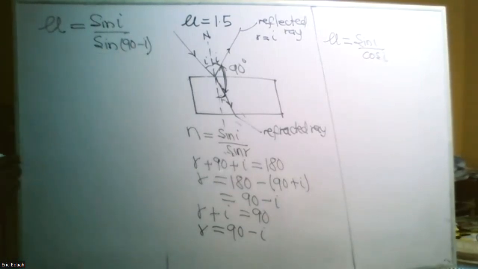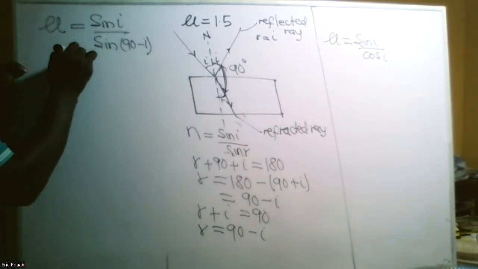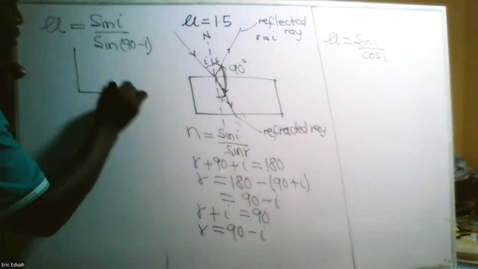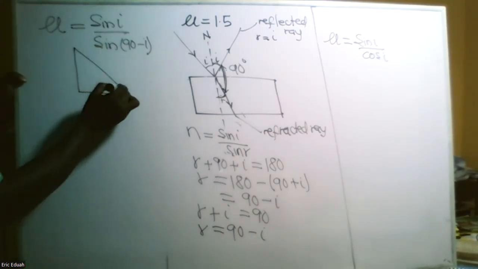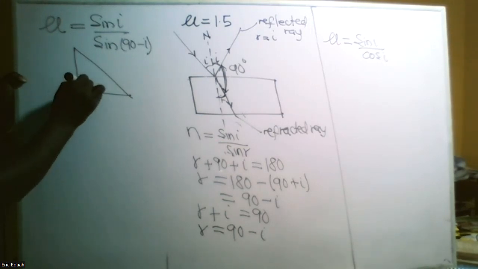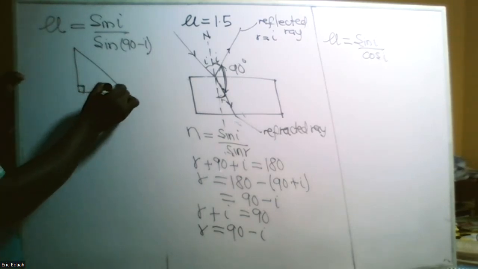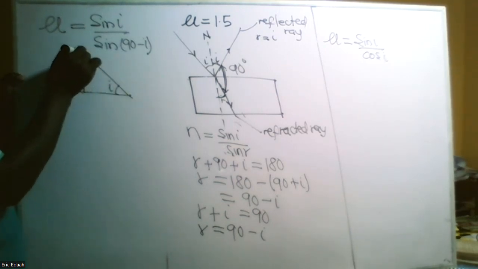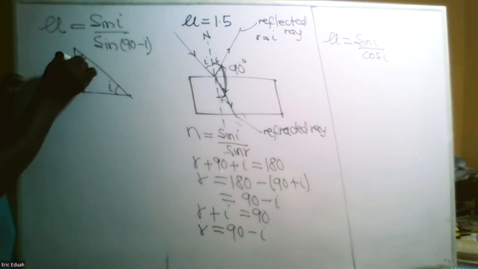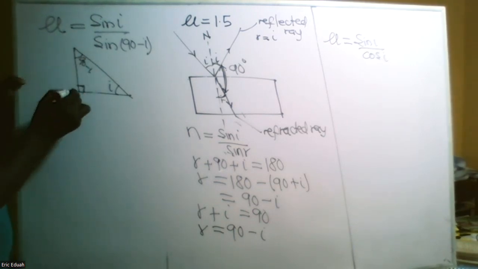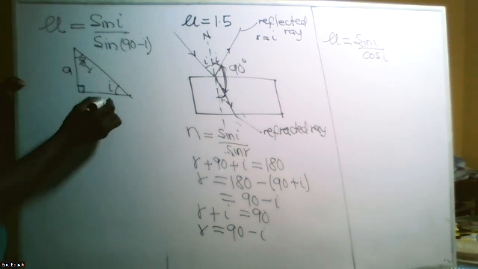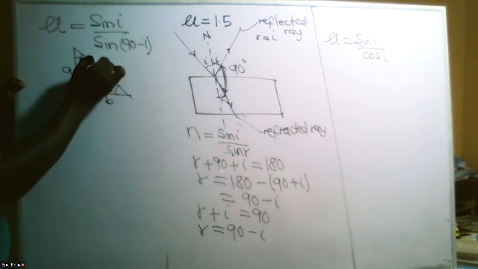Yes, okay, good. Now let's draw a right angle triangle, with an interior angle of 90. Let's have one of the angles, it can be up or down. This is I. It means that the other would be 90 minus I. The opposite side is A, the adjacent side to I is B, and the hypotenuse is C.